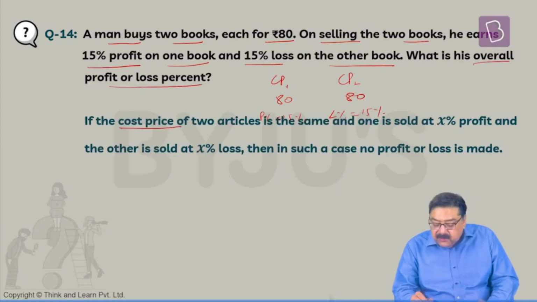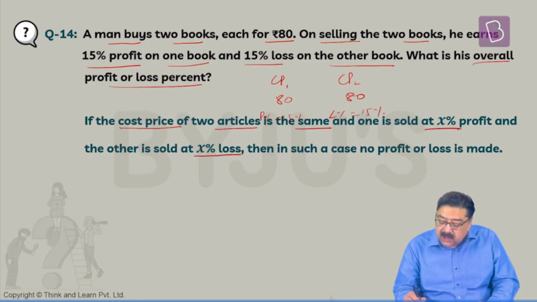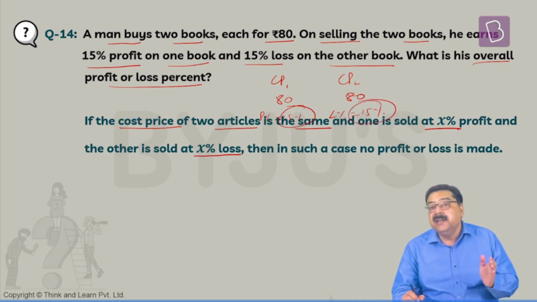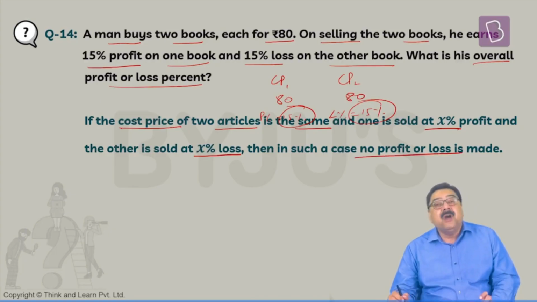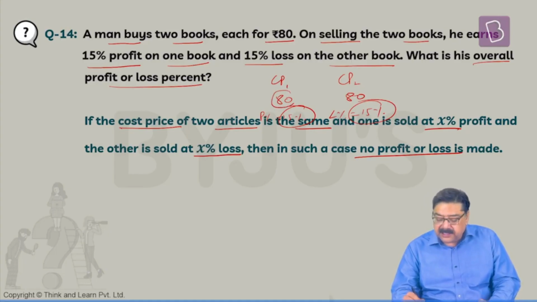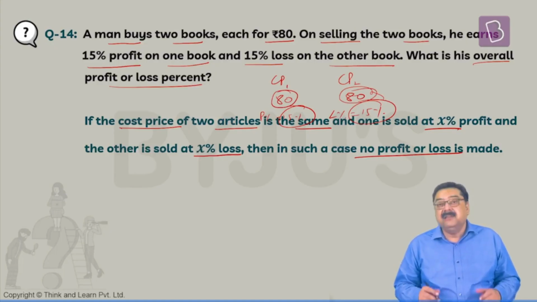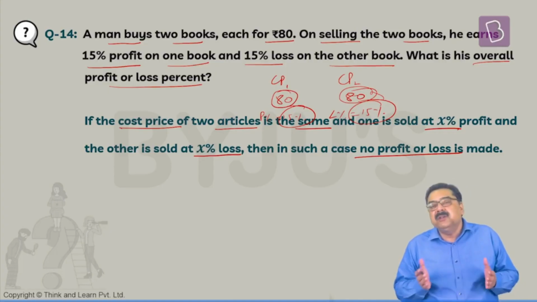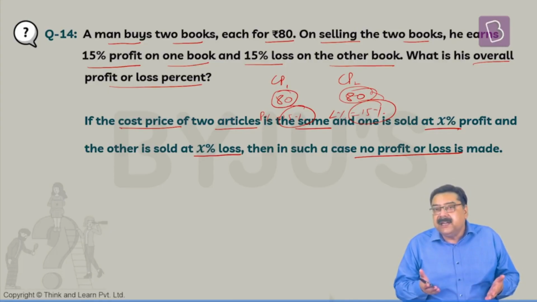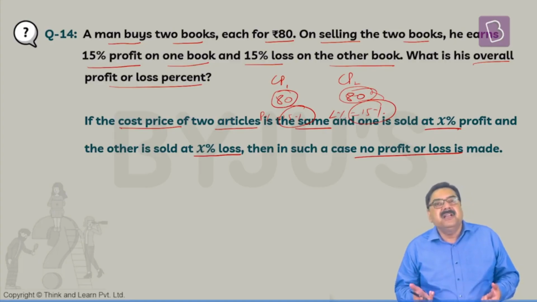Well, the cost price of 2 articles is the same. And one is sold at X% profit and the other is sold at X% loss. The profit and loss earned in each case bears the same value, 15% profit, 15% loss. So hence no profit or loss can be made because profit or loss will be calculated on cost price. So 15% of rupees 80 is the profit made, so positive amount. So 15% of rupees 80 is the loss made, so negative amount. Both amounts are equal because 15% is being calculated on rupees 80. So as both amounts are equal, one is positive, the other is negative, they will cancel each other. So no profit, no loss.